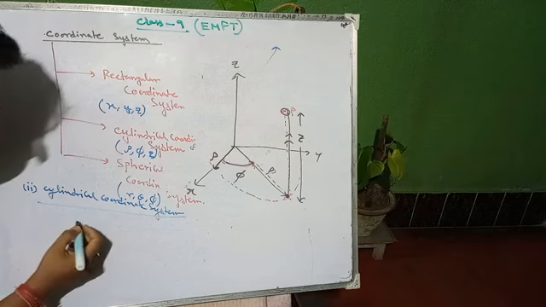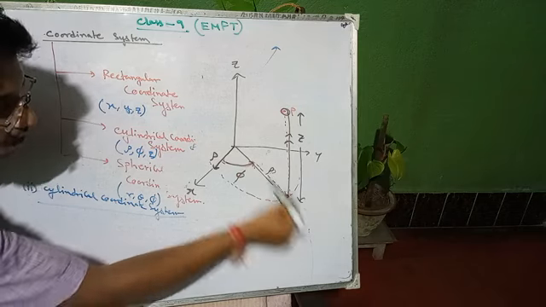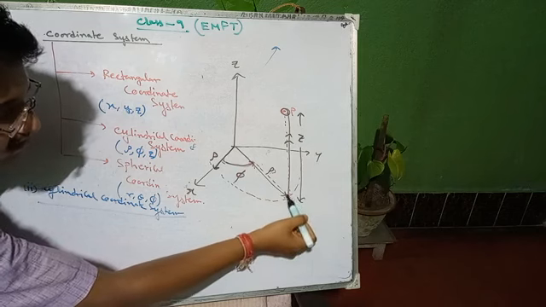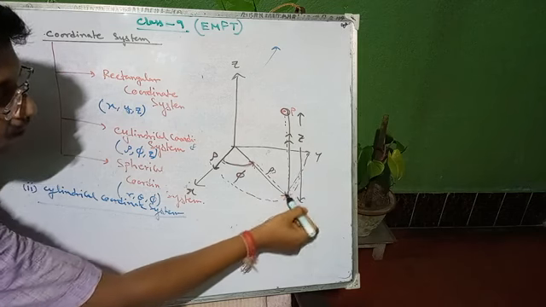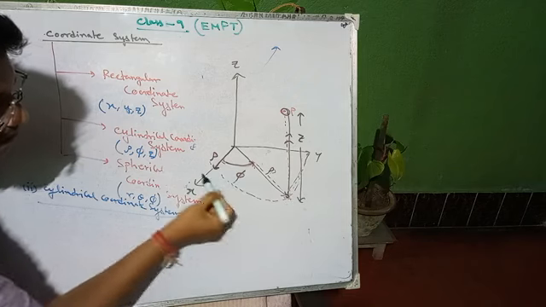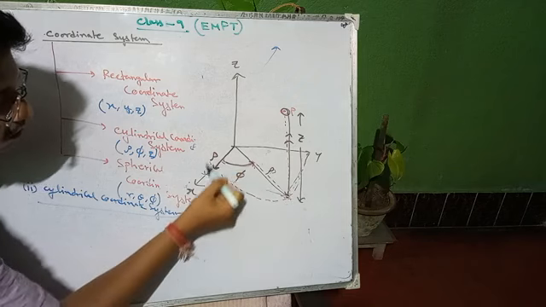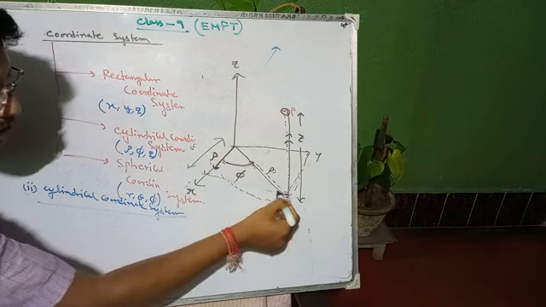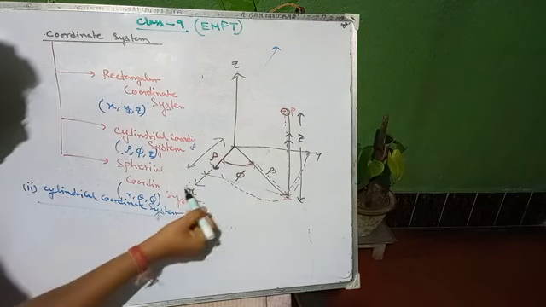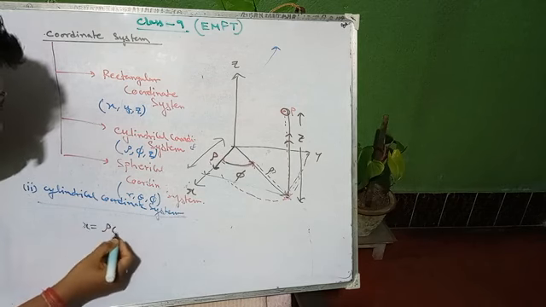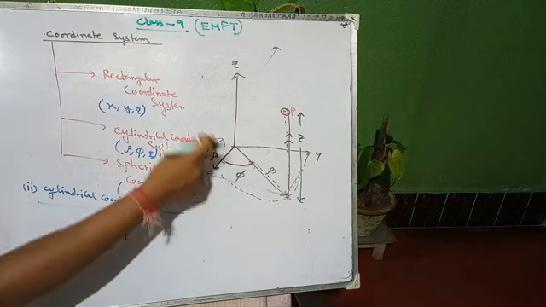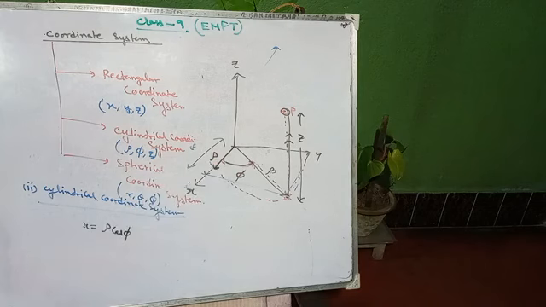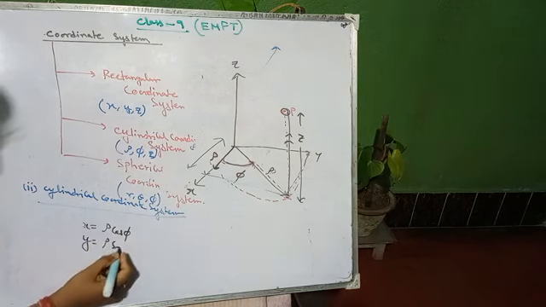Here see, this rho has two components, right? One is towards y, another is towards x. So this is your rho, and this length is nothing but rho cos phi. This angle is phi, so this is rho. So obviously this projection over x will be x equals rho cos phi. By applying the geometry, you can get x equals rho cos phi, and y equals what? Rho sin phi. It is very easy. And z equals z.